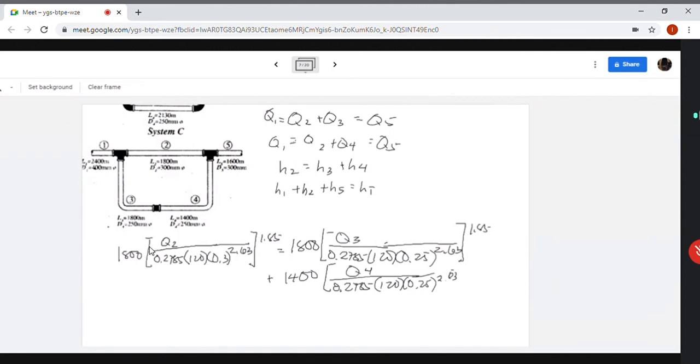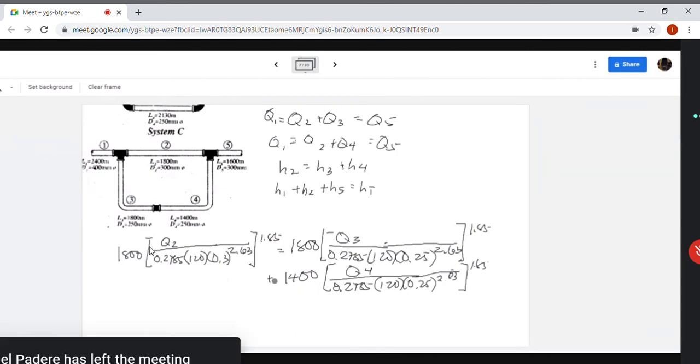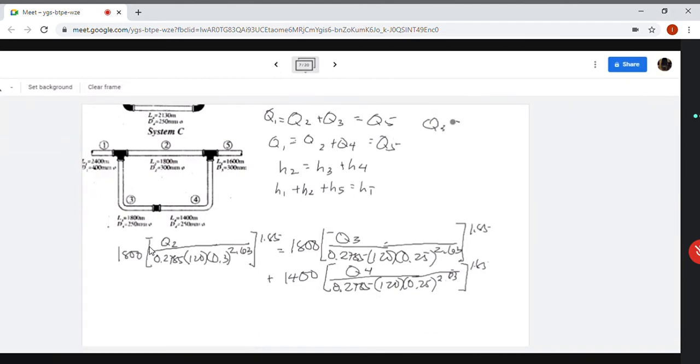They have the same values. We can assume head loss 3 and head loss 4 are the same because they have the same pipe. More or less they are the same, since the Q is the same. So we get Q3 is equal to Q4 from this series. It's easy. We can make everything in terms of Q3.